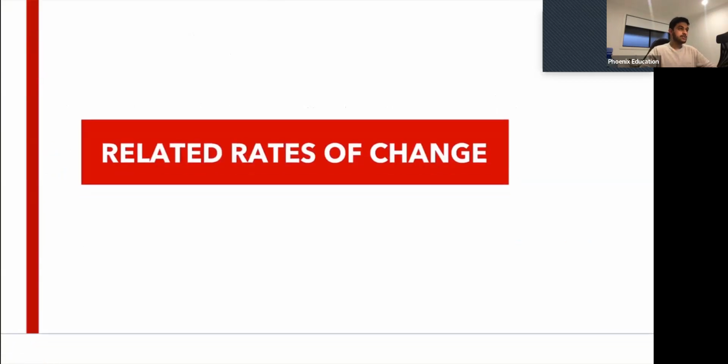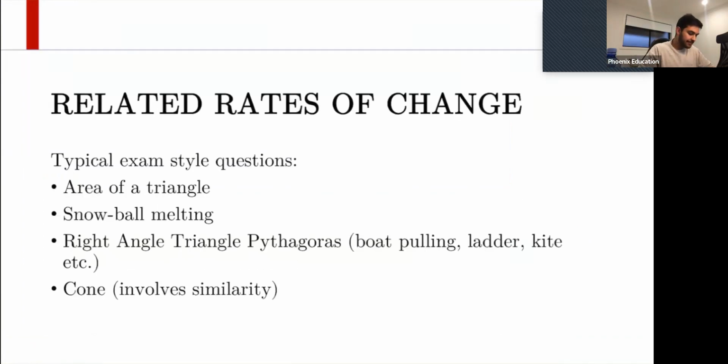The next thing that we need to look at is related rates of change. Hopefully we can get through this. So we just need to cover related rates of change and polynomials in 30 minutes. So we'll try to spend 15 minutes on each, and then have a 10-minute break in which you guys can ask some questions.